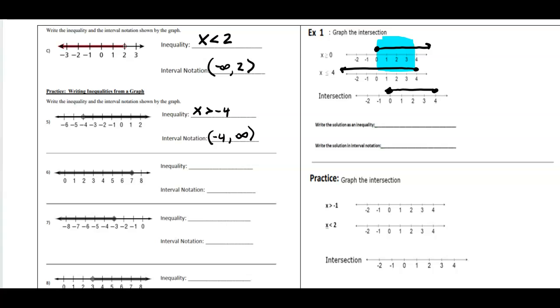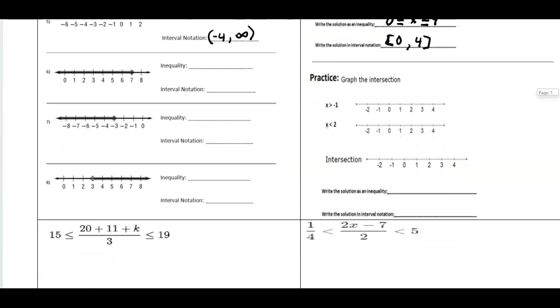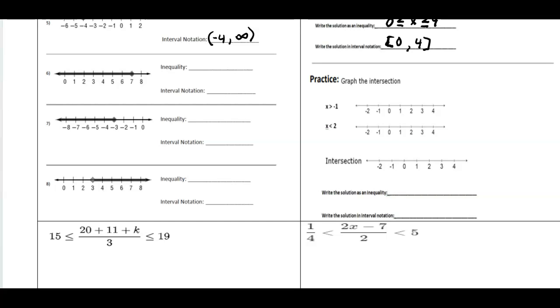And so that's how you would graph the intersection: closed circle at 0, closed circle at 4, and everything in between. So your solution as an inequality is 0 is less than or equal to x, because you're including 0, which is less than or equal to 4, because you're including 4. The interval notation here would be you would include 0, and then you would include 4. So that's why I have the brackets instead of the parentheses, because I'm including those numbers in the solution. All right? You are going to graph the intersection, write the inequality, and write the solution. Remember, always start with the smaller number first.